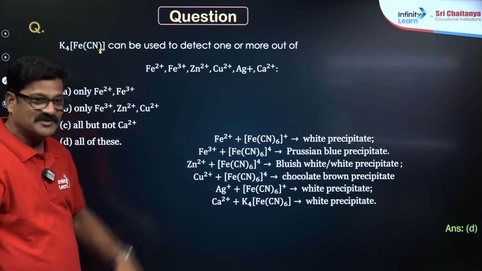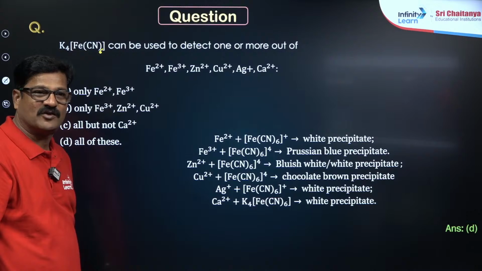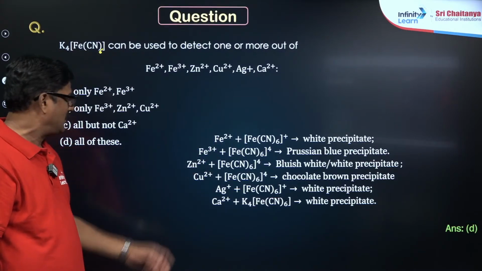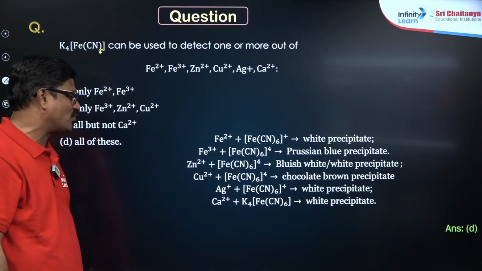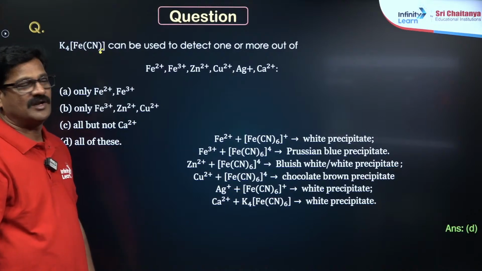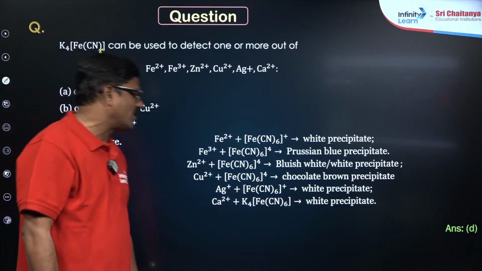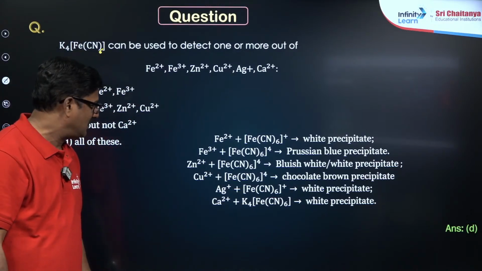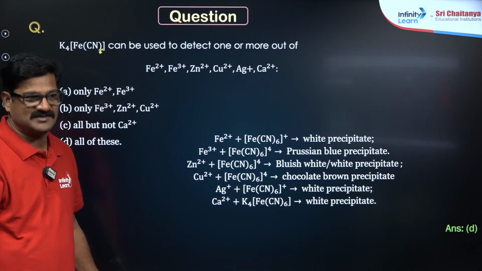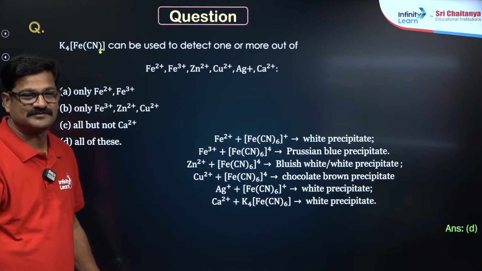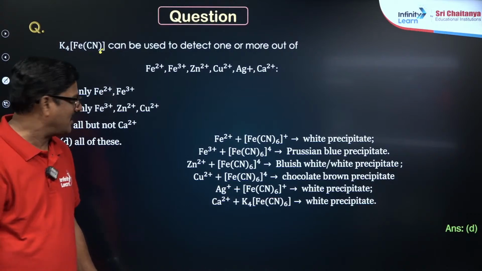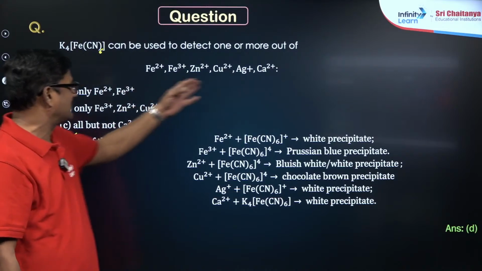With Fe2 plus, a white precipitate is obtained with potassium ferrocyanide, with Fe3 plus a Prussian blue is obtained, and with zinc 2 plus a bluish white precipitate is obtained. With copper 2 plus you are going to get a chocolate color, with Ag plus you are going to get a white precipitate, and with cadmium 2 plus you are going to get a white precipitate. Understand? Clear? Any doubt? And my answer is going to be that all these can be detected.